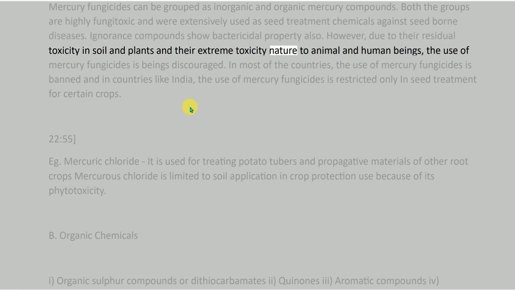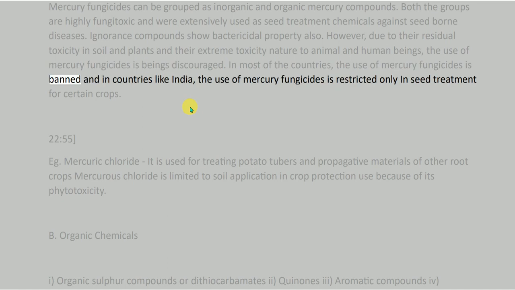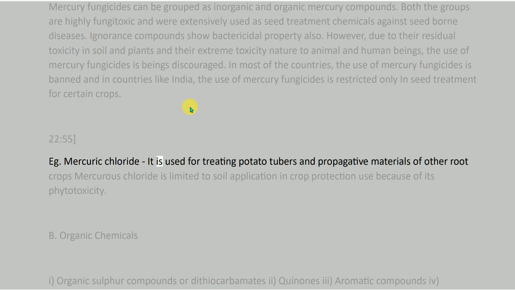In most countries, the use of mercury fungicides is banned, and in countries like India, the use of mercury fungicides is restricted only to seed treatment for certain crops. E.g., mercuric chloride. It is used for treating potato tubers and propagative materials of other root crops. Mercurous chloride is limited to soil application in crop protection use because of its phytotoxicity.